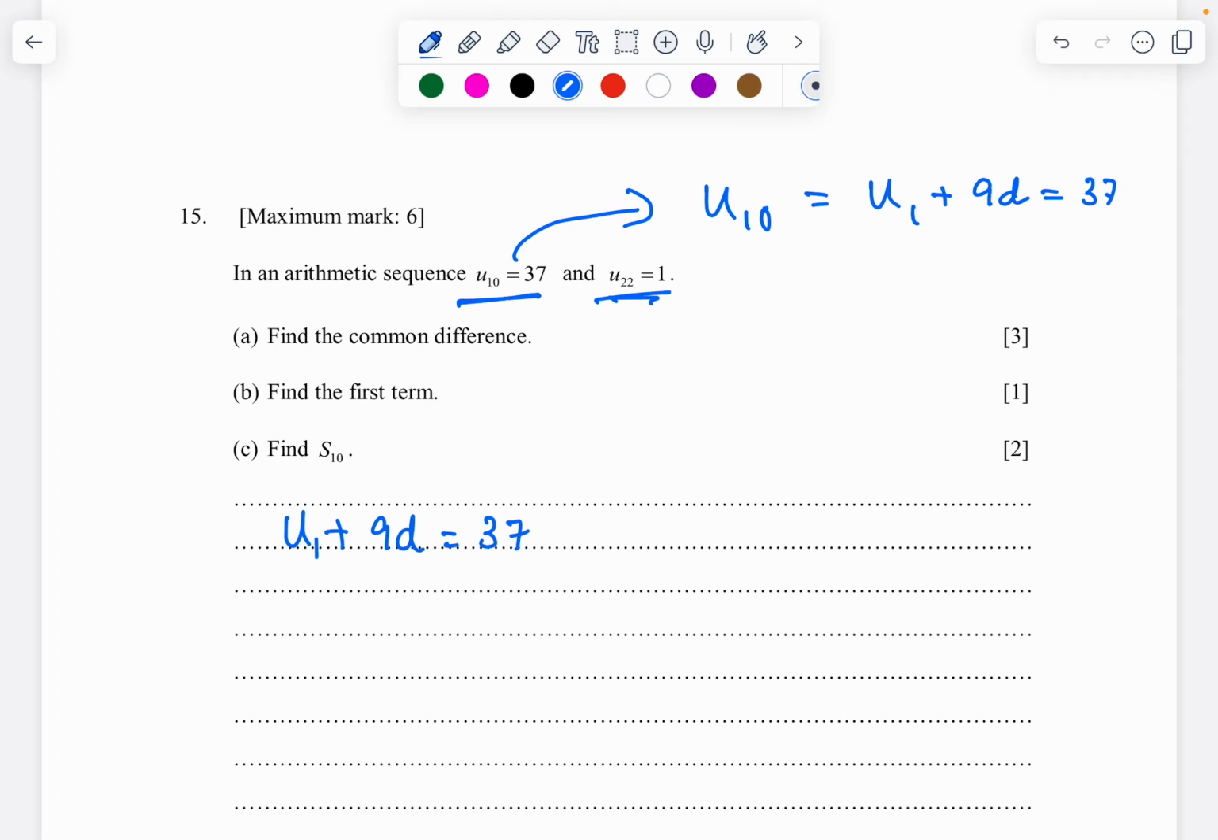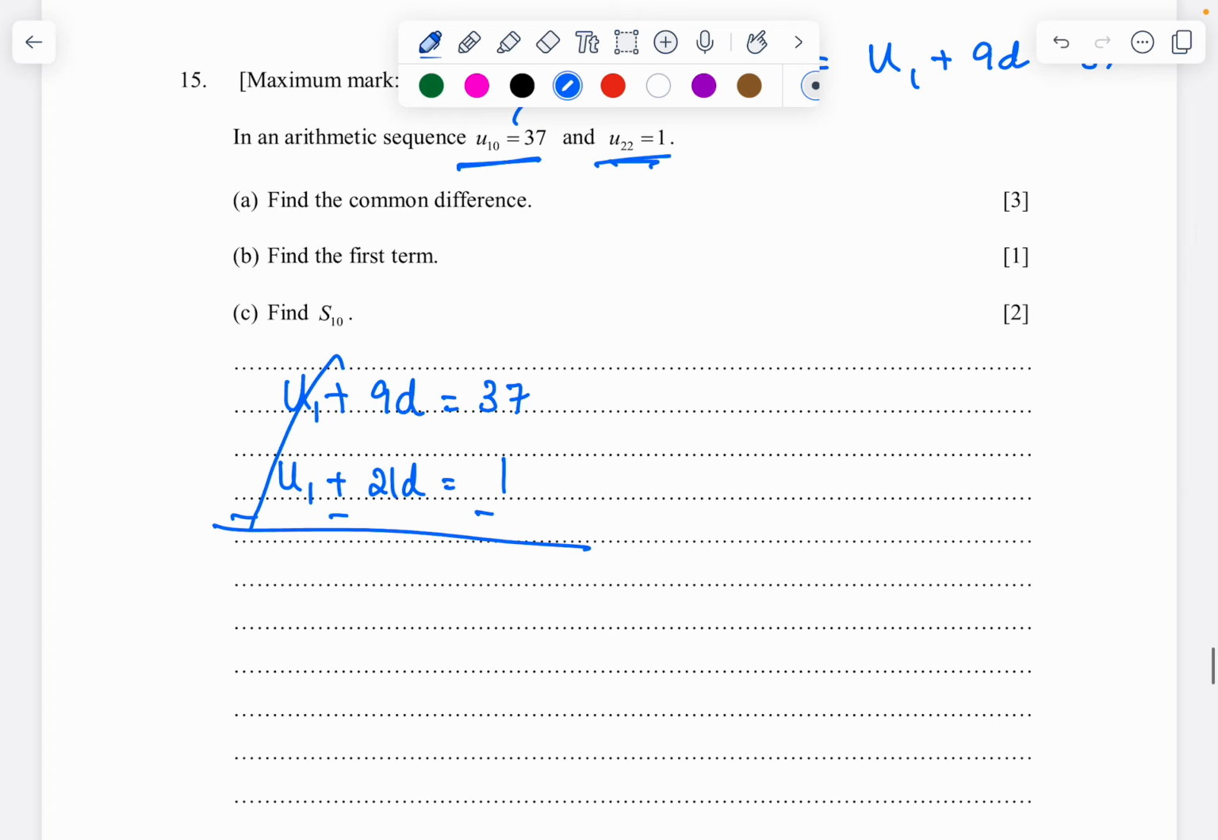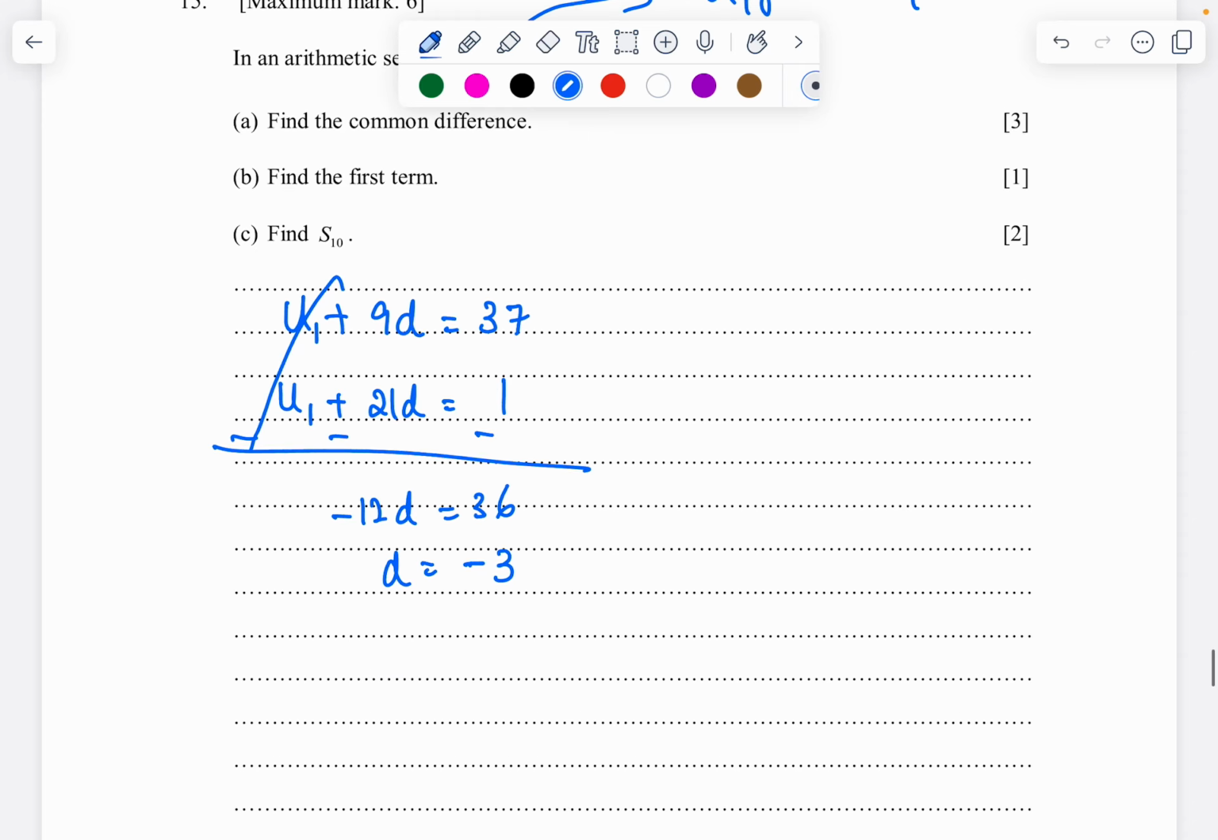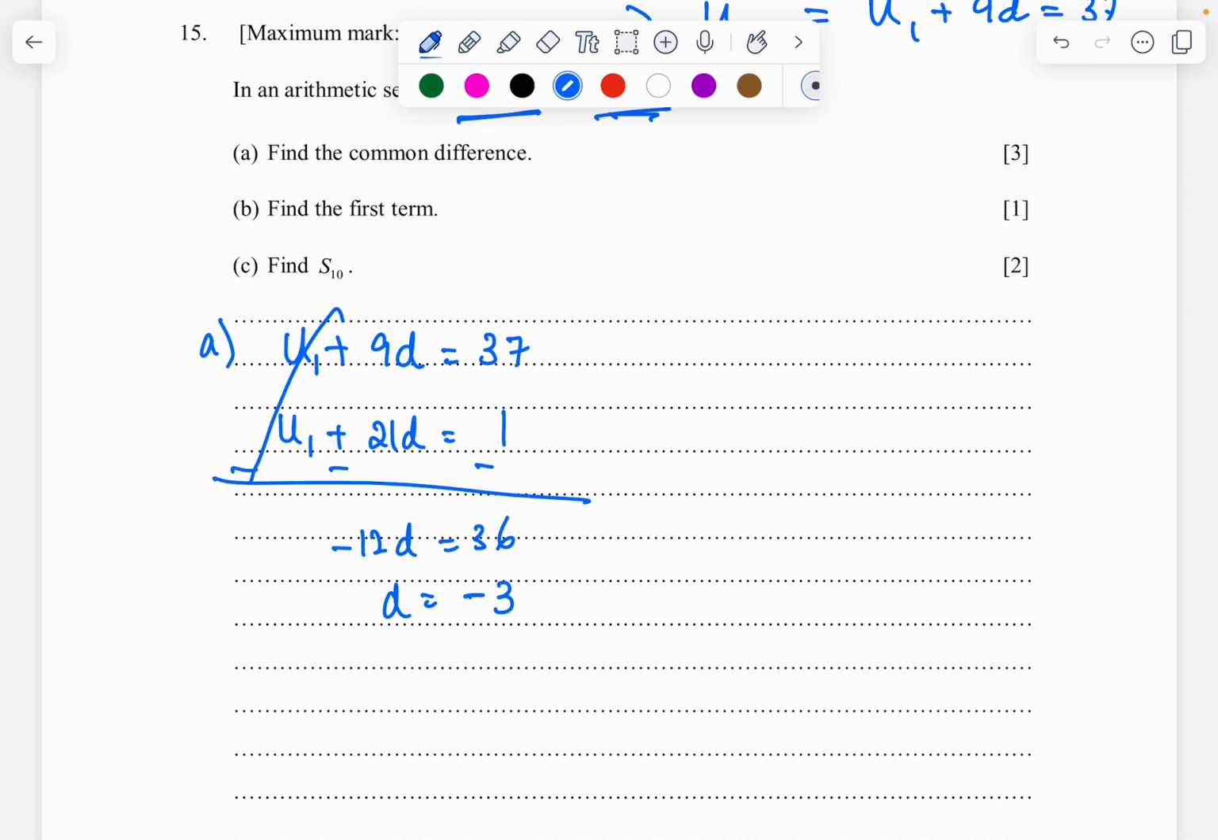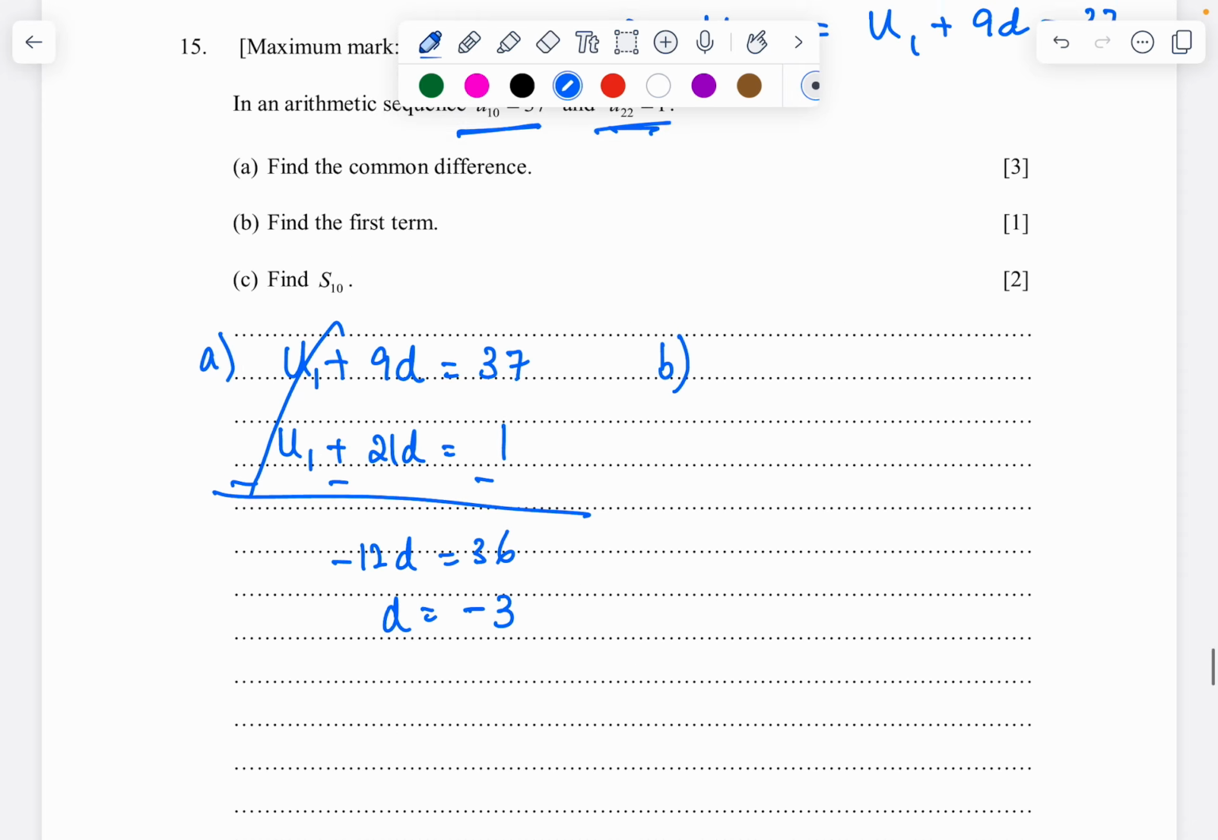And how do you find u22? u1 plus 21d equal to 1. So I will use the simultaneous equations. I will eliminate u1. So negative 12d equal to 36, d equal to negative 3. So common difference, d equal to negative 3. We got it already. So b, find the first term.